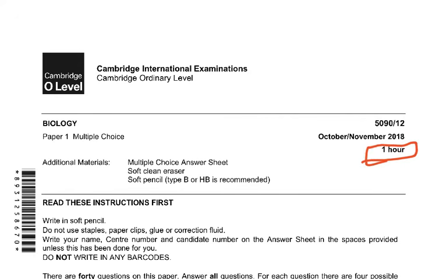The paper is 1 hour and there are 40 questions, so you have roughly a minute for each question and then time to revise them. Now there are certain rules. First of all, leave the questions you do not know.